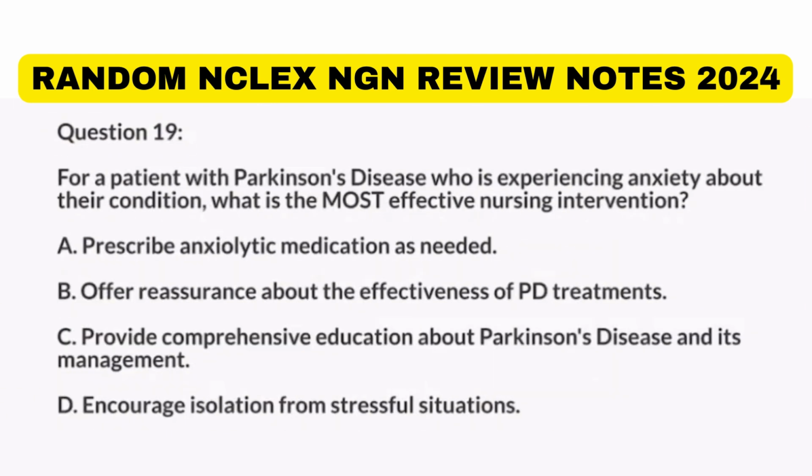Question 19. For a patient with Parkinson's disease who is experiencing anxiety about their condition, what is the most effective nursing intervention? A. Prescribe anxiolytic medication as needed. B. Offer reassurance about the effectiveness of PD treatments. C. Provide comprehensive education about Parkinson's disease and its management. D. Encourage isolation from stressful situations.